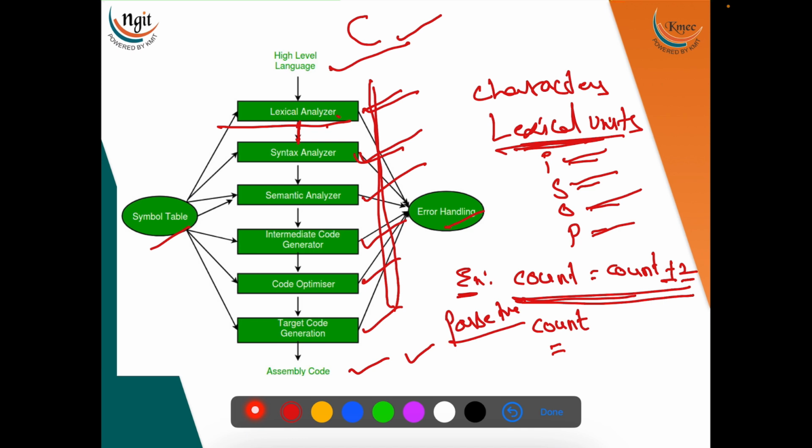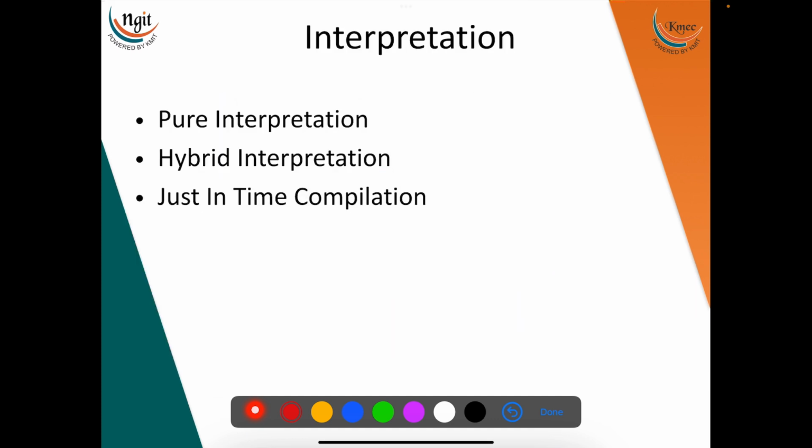I'm not going to cover all these things, because I'm very sure you will get to know much about all these phases in ALC. The first unit of PPL will cover these two: how parse trees will get generated, how syntax will be written. Now, I'm moving into interpretation.